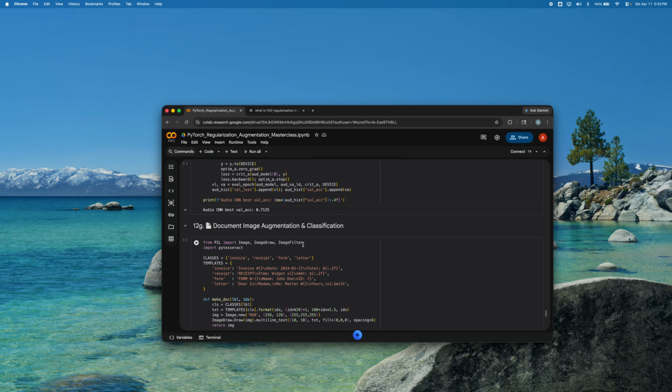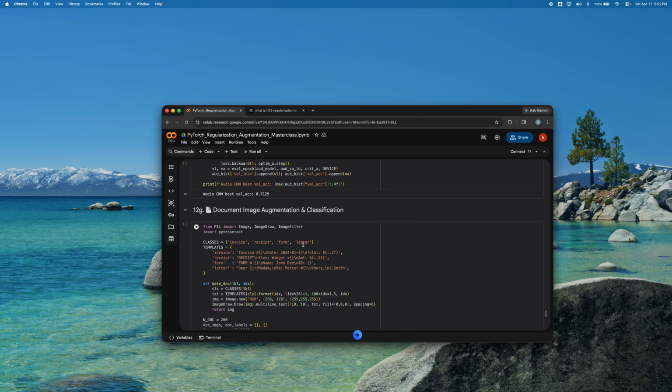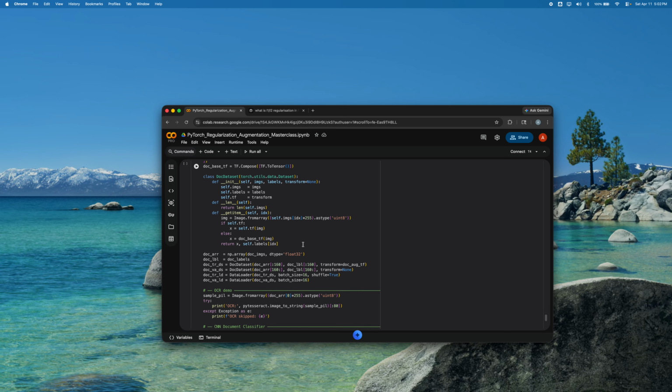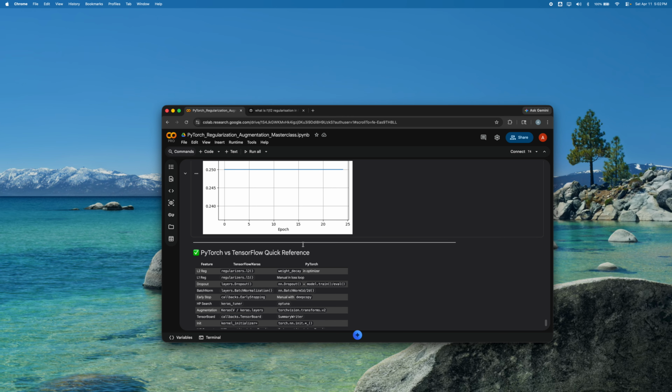Then we have document image augmentation and classification. Document images generate synthetic invoice, receipt, form, or letter images and augment them with rotation, blur, brightness jitter, and random erasing. It includes an OCR demo using Tesseract to extract text from the images.